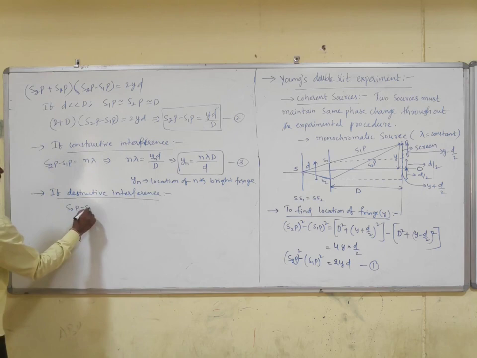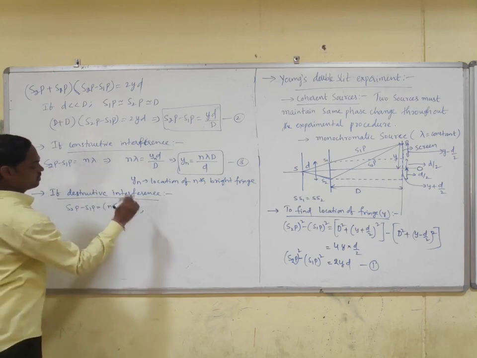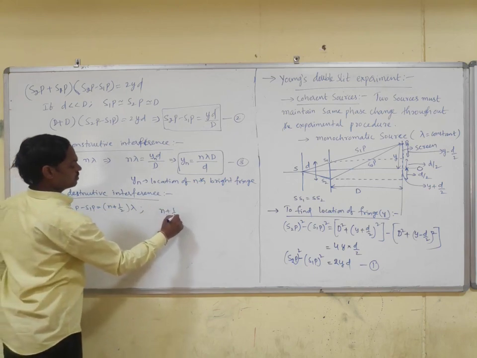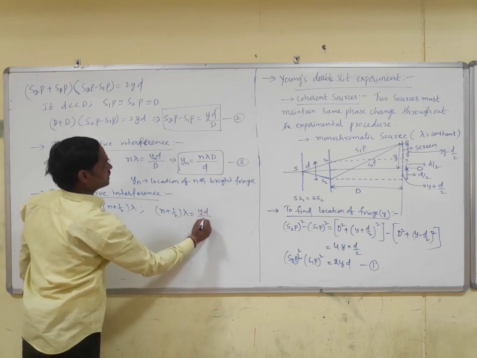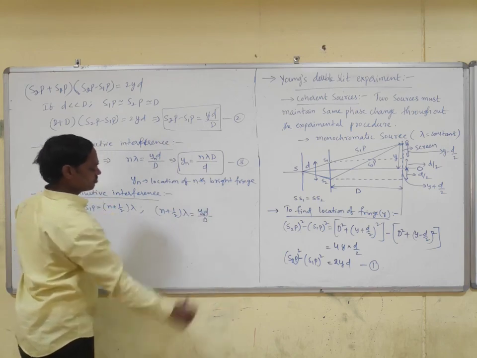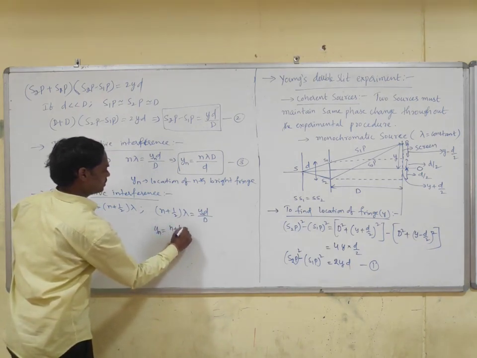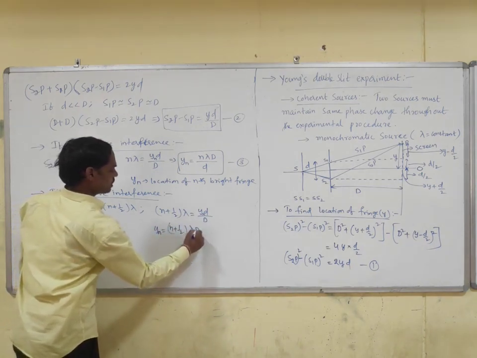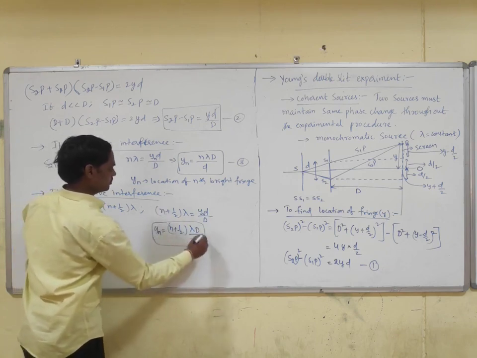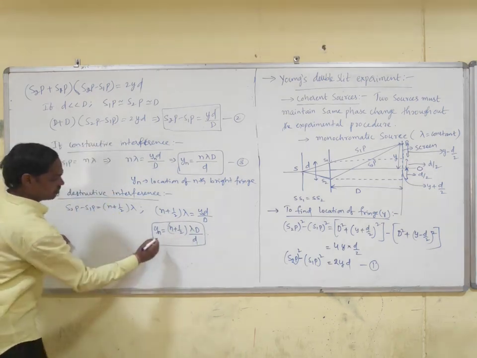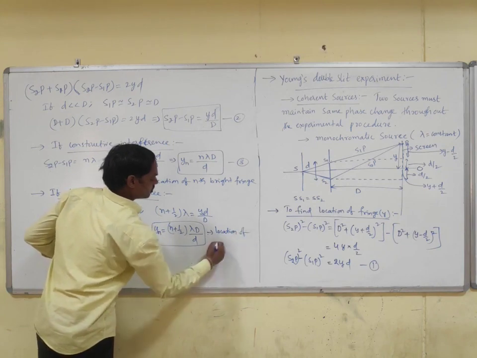S2P minus S1P is equal to what? (n plus half) lambda. Substituting (n plus half) lambda here, yd by D gives yn. So yn is equal to (n plus half) into lambda into capital D by d. So this is the location of the dark fringe.